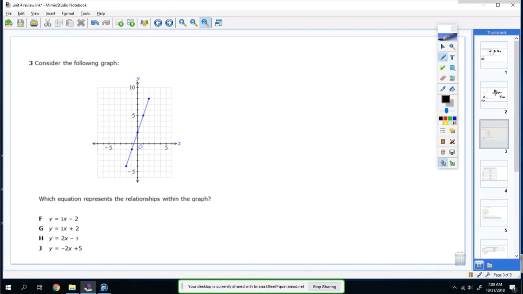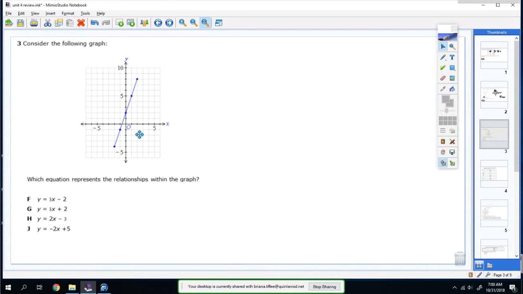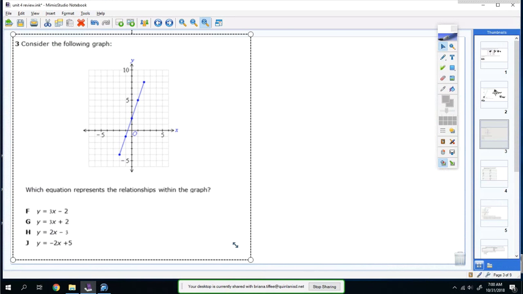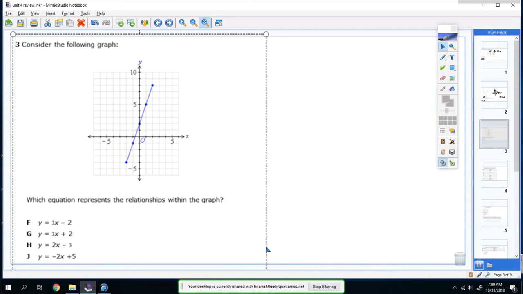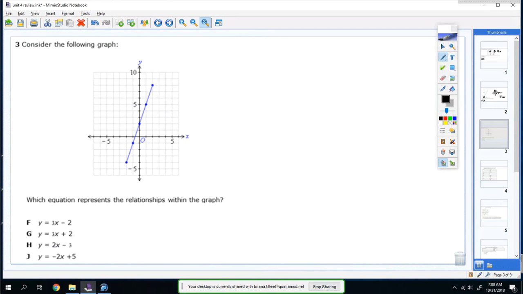Okay, consider the following graph. Which equation represents the relationship within this graph? So first things first, we got to find our m and we got to find our b. I'm going to make this graph a little bit bigger so I can work with it. There goes my pen. Okay. So we're going to write the equation using y is equal to mx plus b.